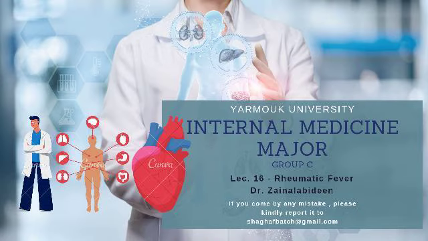Lastly, this caricature shows you the major criteria and the minor criteria. JONES: J, polyarthritis; O, carditis; N, subcutaneous nodules; E, erythema marginatum; and S, Sydenham's chorea, Saint Vitus dance. You can see the hand. The minor criteria: arthralgia, prolonged PR interval, fever, elevated inflammatory markers. And lastly, I leave you with this video. It is a very interesting video. I recommend you to see that video.